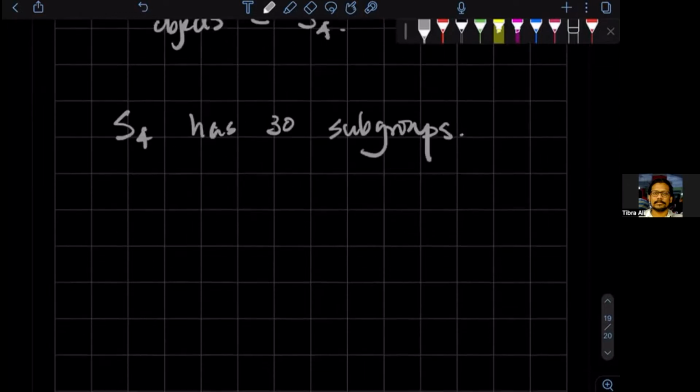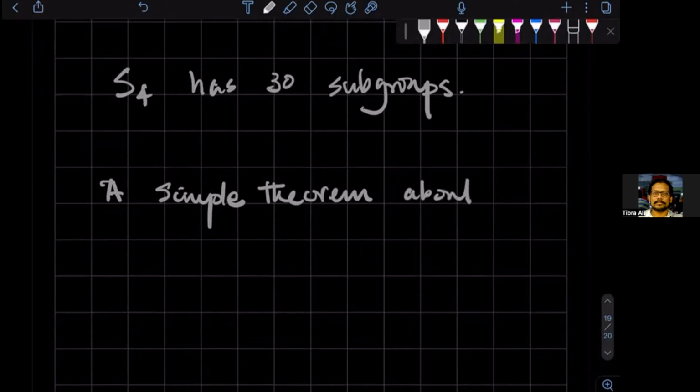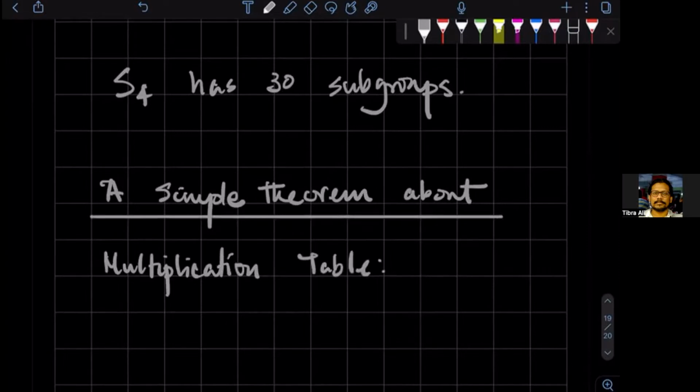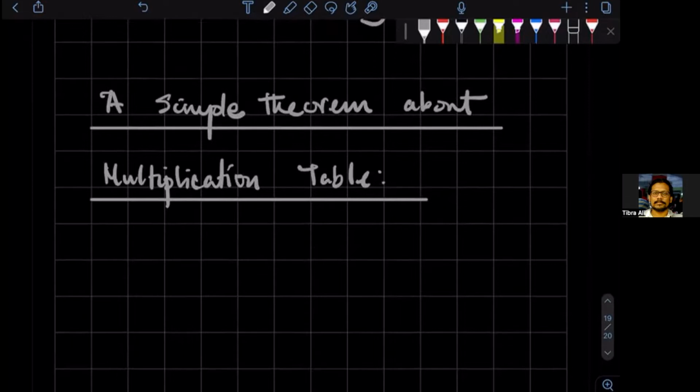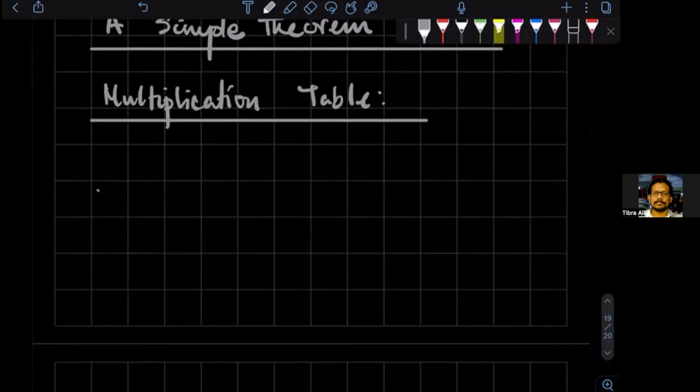So let me make an observation about, I think these are called Cayley tables, the multiplication tables. Let me call it a simple theorem. Permutation groups, the symmetric groups, are very, very powerful, and because of this theorem. I'm not going to quote unquote prove the theorem because I think it's almost obvious, but you're welcome to try to do it. Okay, so let's start with a simple observation.